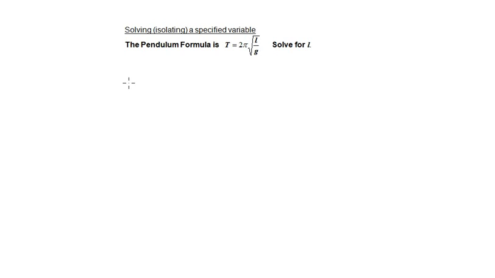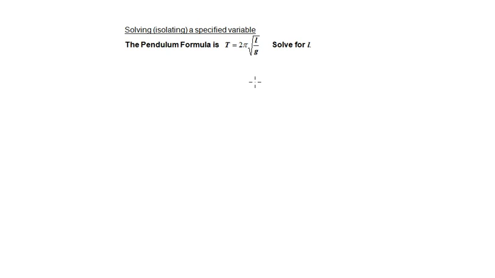I'm going to demonstrate how to solve for a specified variable, particularly for equations where we have either radicals or second-degree terms, which would make those equations quadratic equations. In this case, we have an equation with a radical, and we're asked to solve for L. And in order to get to that L, we would need to remove the radical.